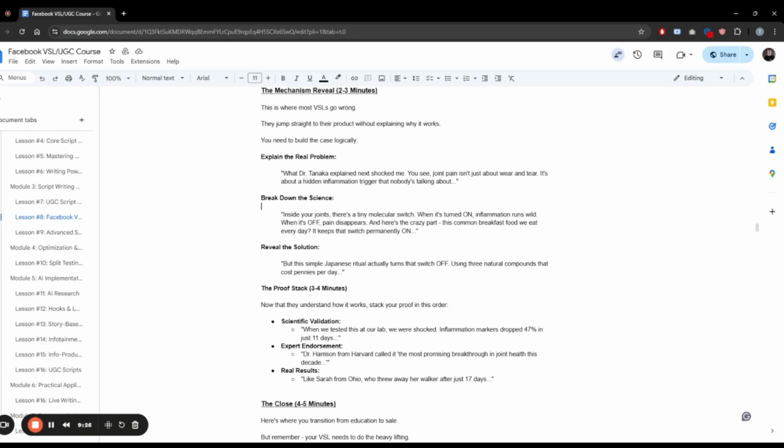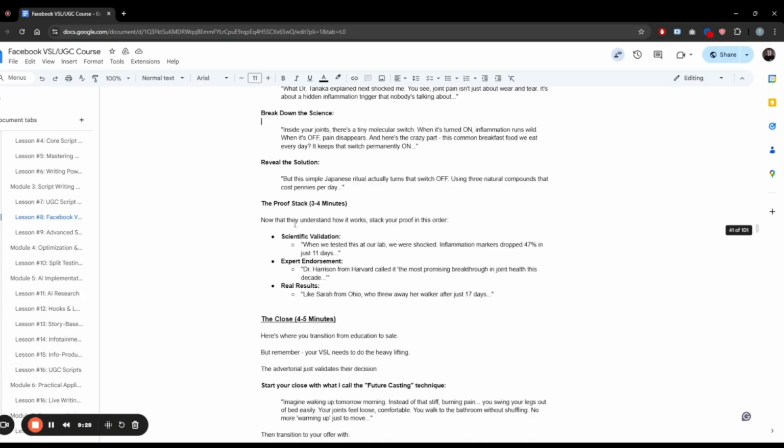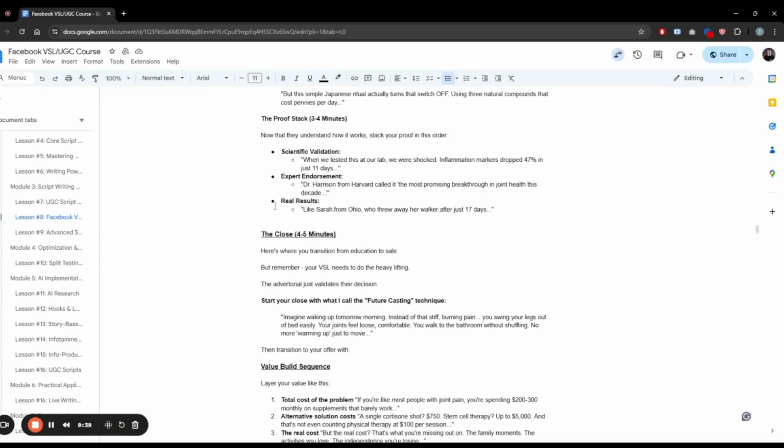And then you move on to the proof stack. Now that you understand how it works, stack your proof in this order. So you have scientific validation, expert endorsement, and real results from real people. And then you have the close. Here's where you transition from education to sale. But remember, your VSL needs to do the heavy lifting.